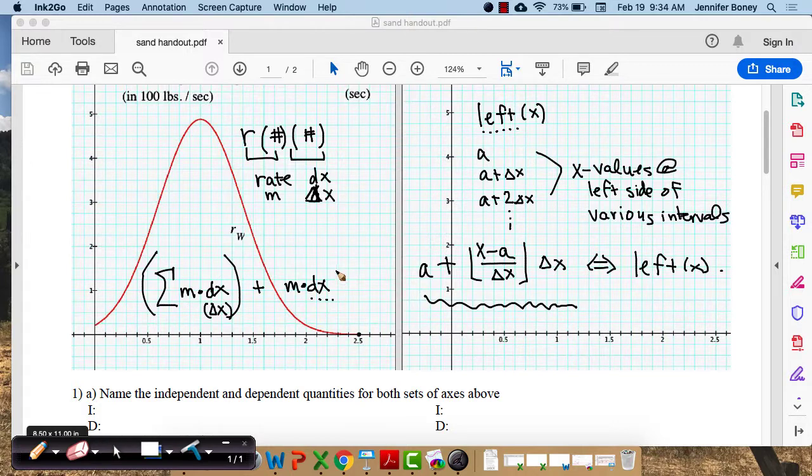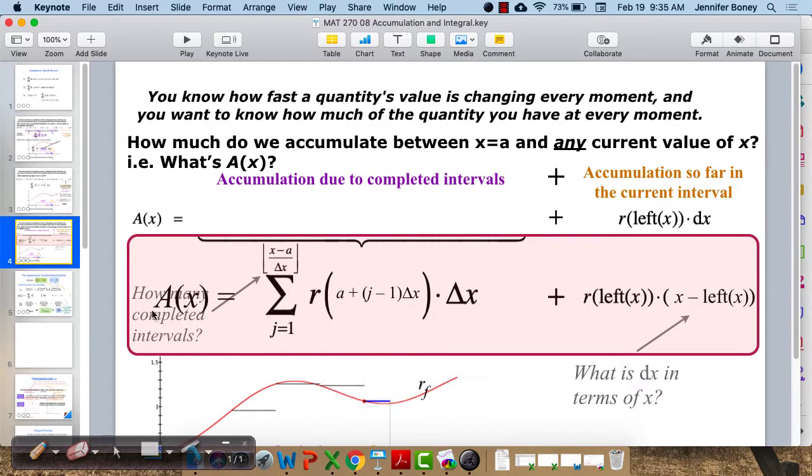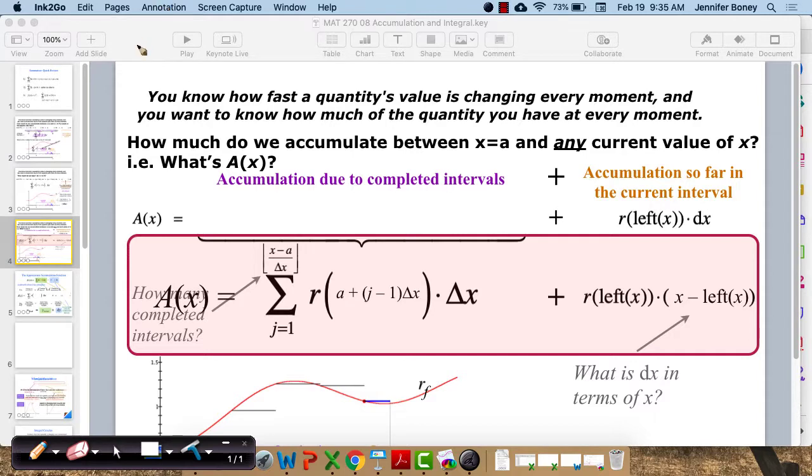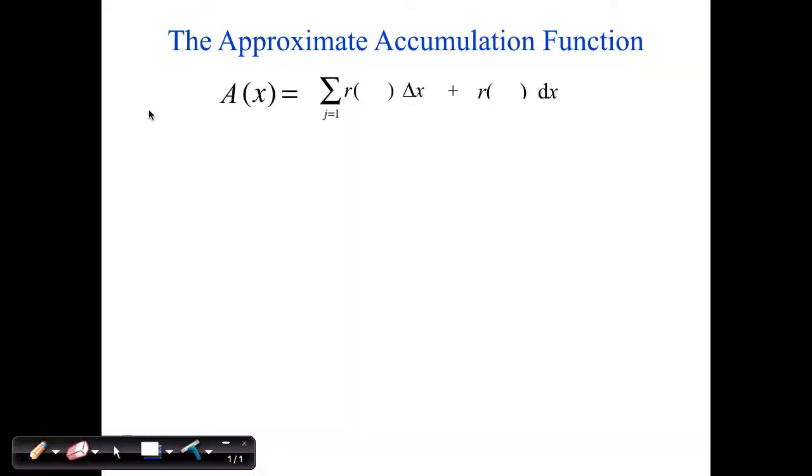So let me sum that up. I've got that on a different slide in a slightly neater form, maybe. There we go. So our approximate accumulation function, without all the details thrown in there, is about our two constant rate of change principles that we talked about before.